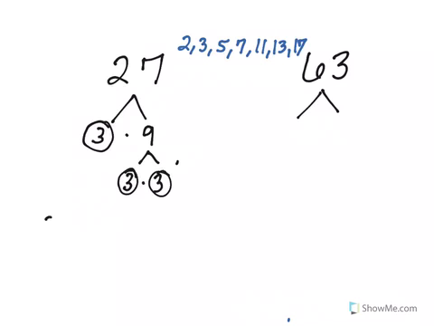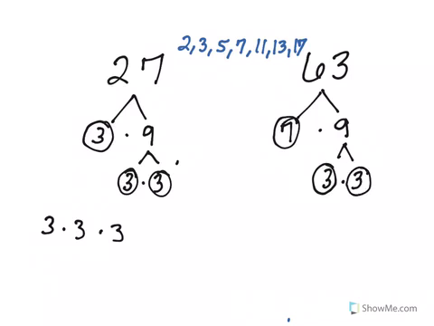My prime factorization is 3 times 3 times 3 for the number 27. All right, so again, you got to know your multiplication facts. 7 and 9 get me 63. 7 is a prime number. 9 can be broken down into 3 and 3. And there's my prime factorization, 7, 3, and 3.